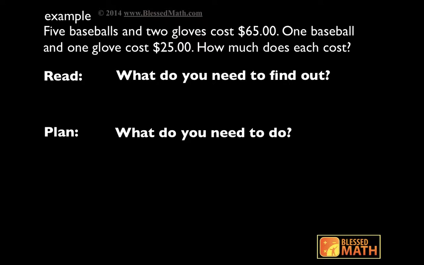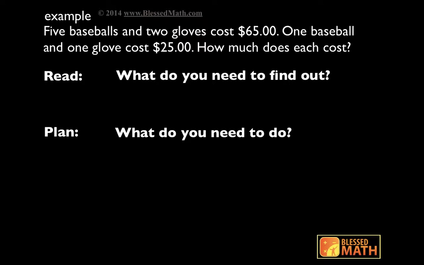Here's our word problem. 5 baseballs and 2 gloves cost $65, while 1 baseball and 1 glove cost $25. What we want to know is how much each costs individually, being how much is a baseball and how much is a glove. This is a really cool problem because let's say you only know how much you sold, but you didn't know what the individual costs were.